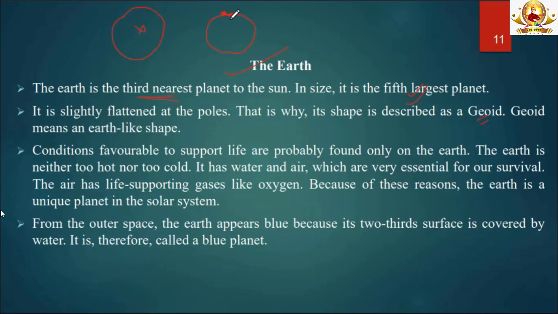And later on we will study that poles are not straight. This is not a perpendicular line. Earth is a little tilted at its axis, and it is like this. This is the North Pole and this is the South Pole. We will study these things in the later chapters.